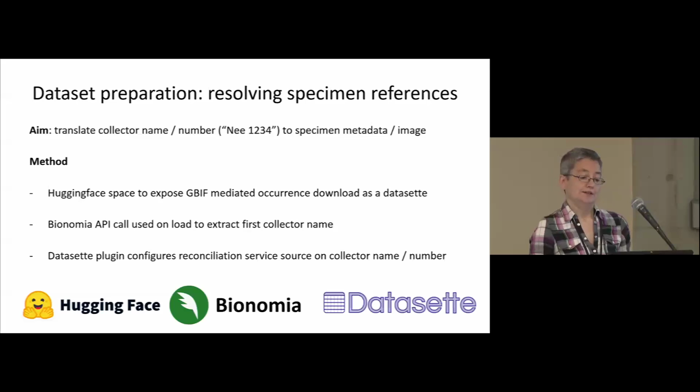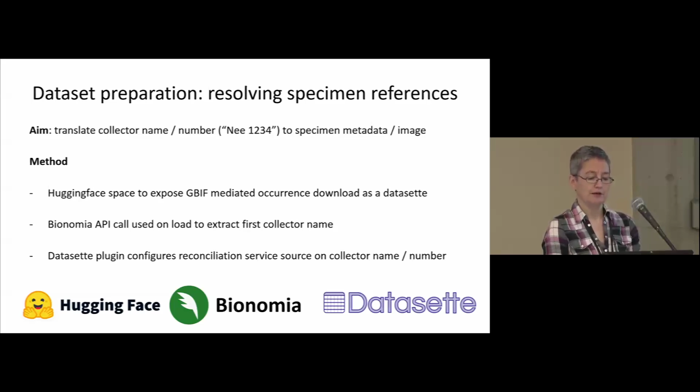It exposes that download as something called a dataset, which is a really cool package, which I recommend you look at or talk to me because I'm here all week. And it stands up a tabular dataset, a download, to a place where you can interact with it and you can run APIs against it. So when I stood that up on the Hugging Face space, I made a binomial call, which extracts the first collector name. So then we've got the bits that we need to get the specimen data from. We've got the first collector name and we've got the collection number.